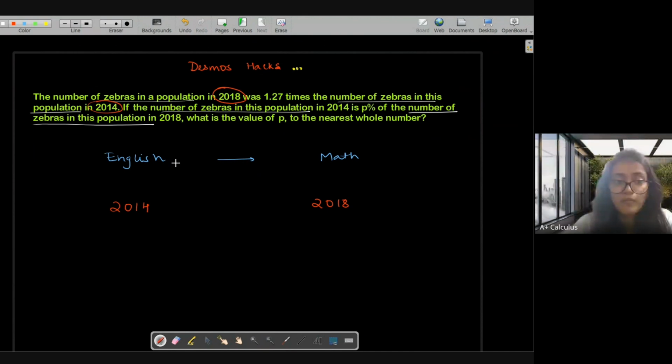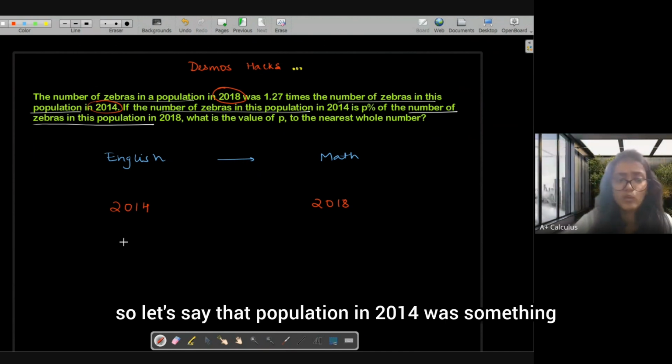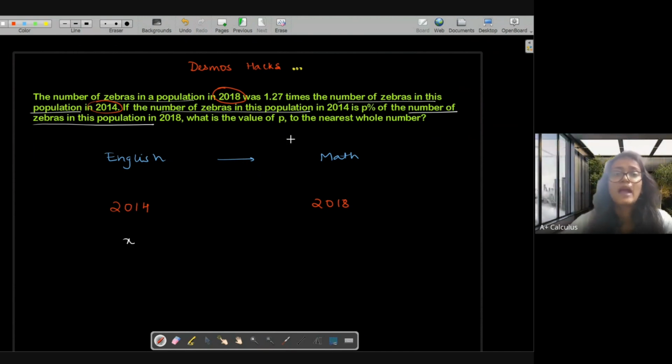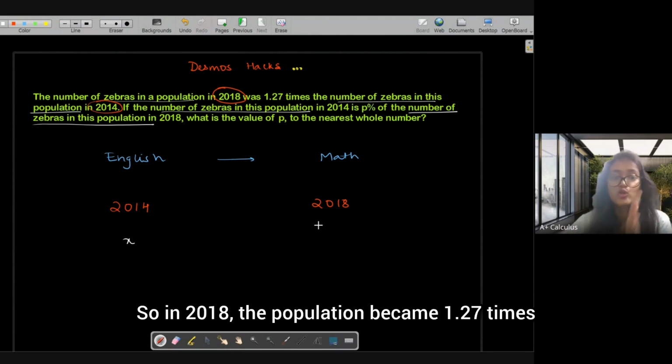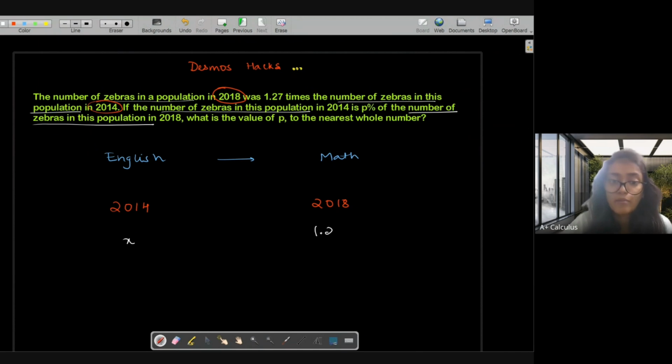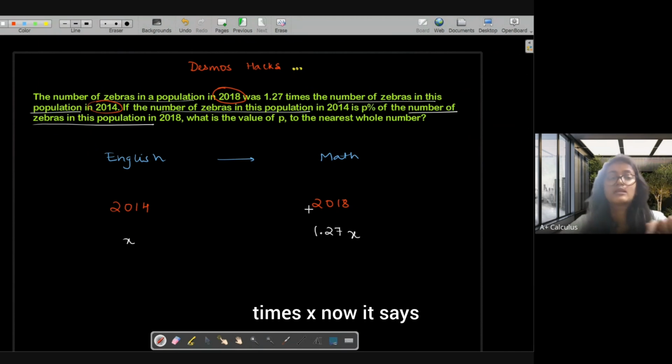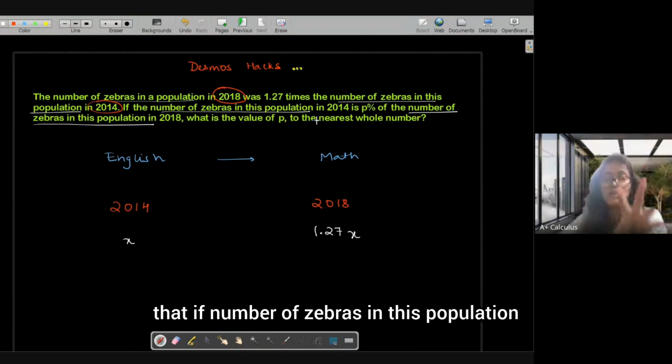Let's say that the population in 2014 was X, and then the population in 2018 was 1.27 times the number of zebras in this population in 2014. So in 2018, the population became 1.27 times the population of 2014, so 1.27 times X.